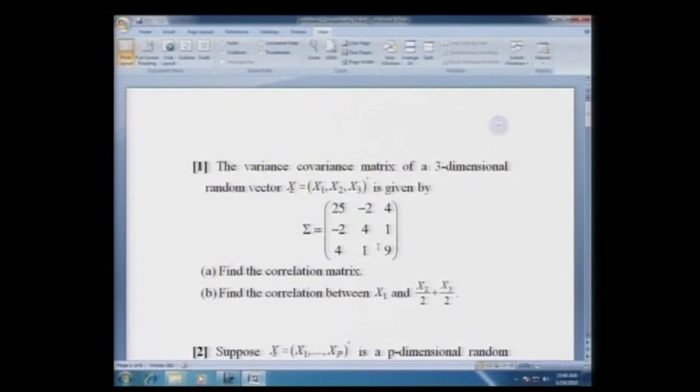This is the first problem. The variance covariance matrix of a 3-dimensional random vector x1, x2, x3 is given by this sigma matrix. Now, we have to find the correlation matrix corresponding to this random vector, and also later on we will find the correlation between this random variable and another random variable derived from the random vector. Let us see how to look at this solution.